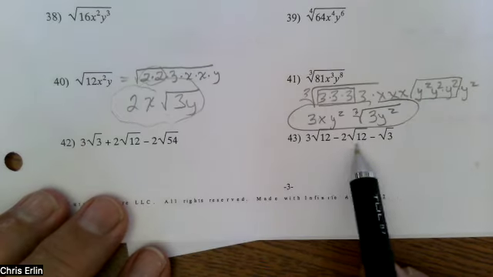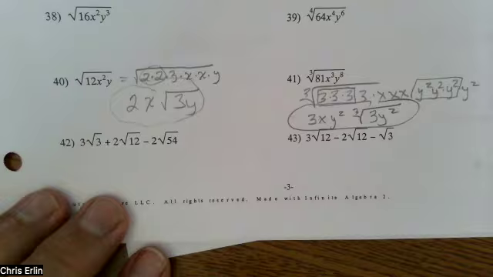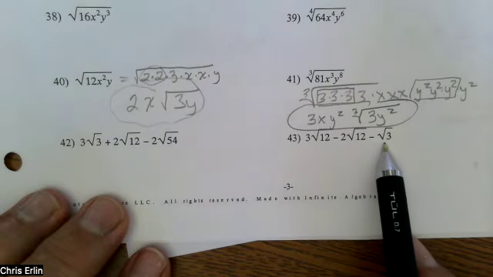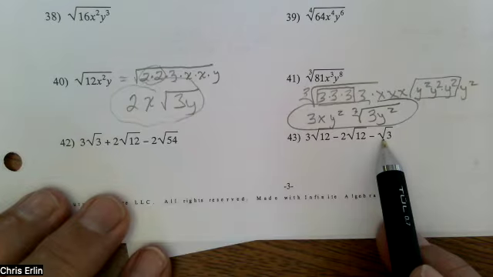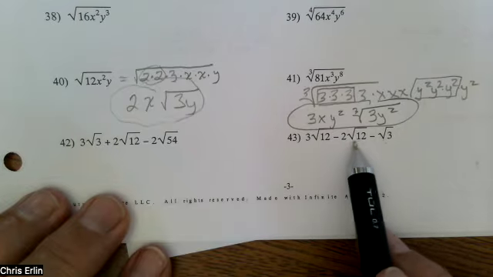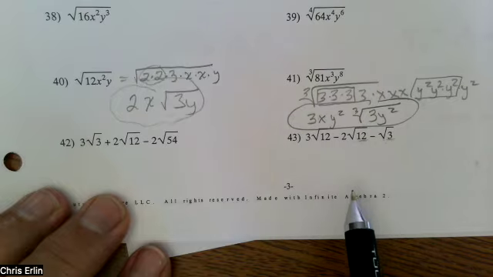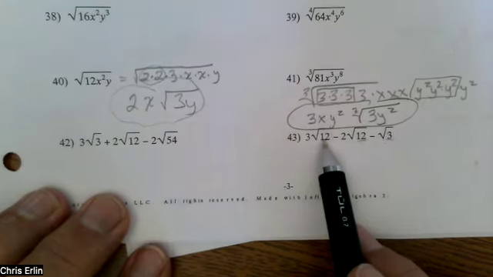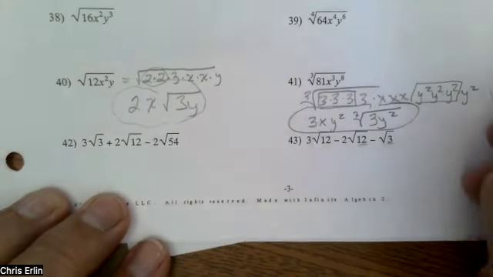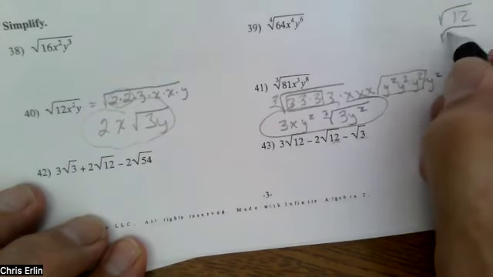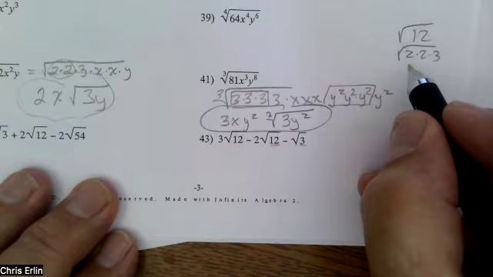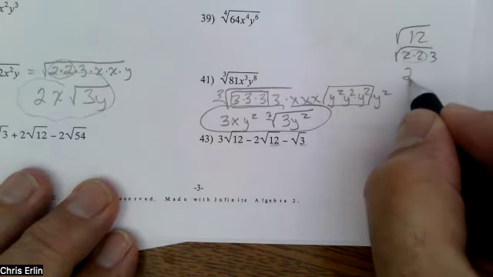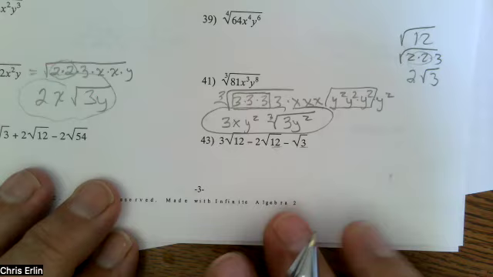Can I combine these two terms? Negative 2 root 12 and negative root 3? I can't. Root 3 is like 1 root 3. It's like 1x. I can only combine it with another x. These two are different radicands, things on the inside here. But I can simplify this first, just like we did up here. Root 12 is the same as root 2 times 2 times 3. So who pairs up? The 2, leaving a root 3 in there looking for love.